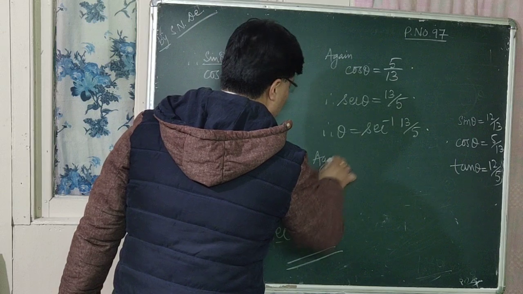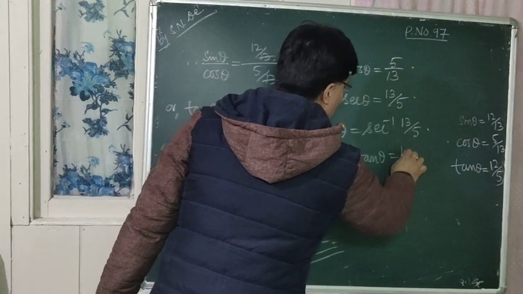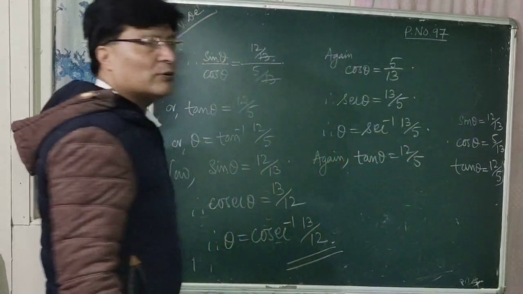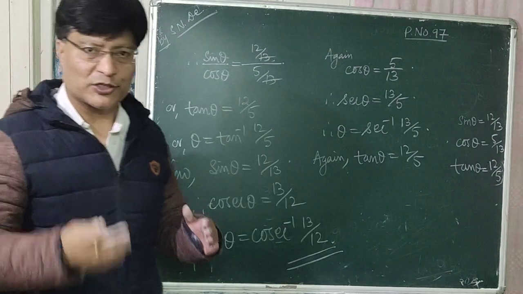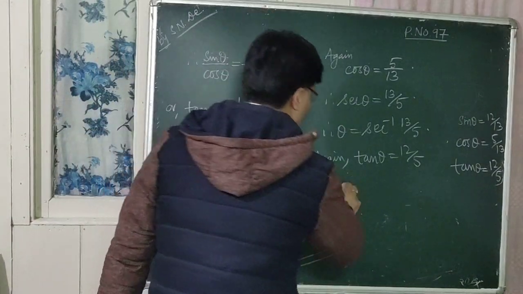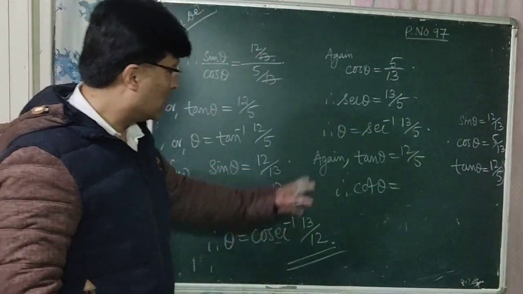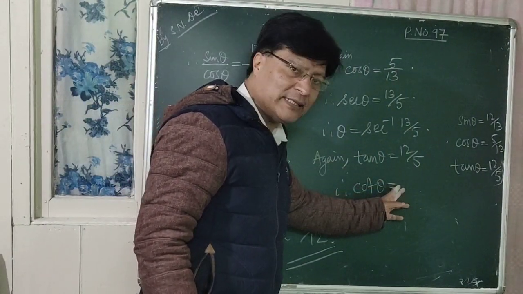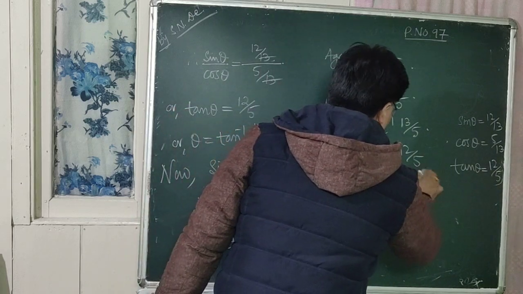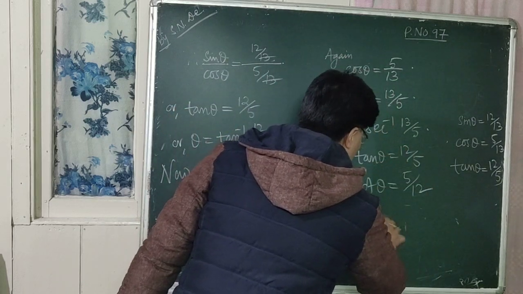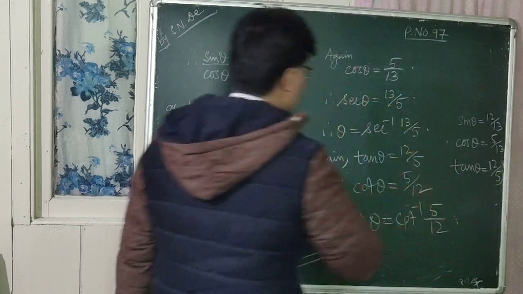Again, tan theta is equal to what? 12 by 5. And you know that cot theta and tan theta are inverse functions, opposite functions. So you know that cot theta is equal to 1 by tan theta. If you write cot theta is equal to 1 by tan theta, then 1 by 12 by 5 will be there, which is equal to 5 by 12. That means theta is equal to cot inverse 5 by 12.